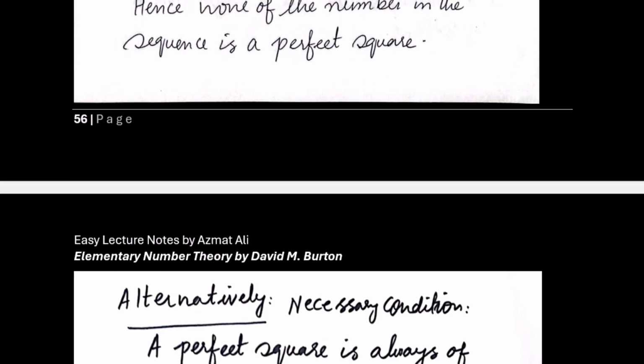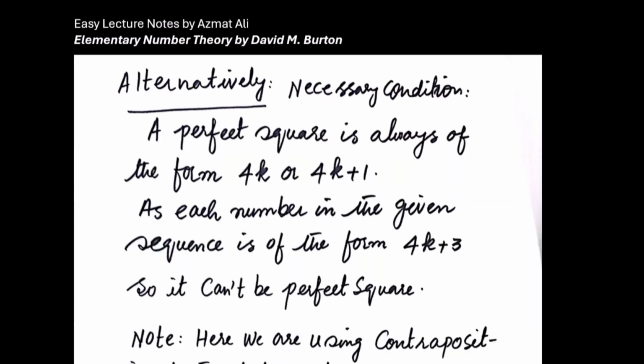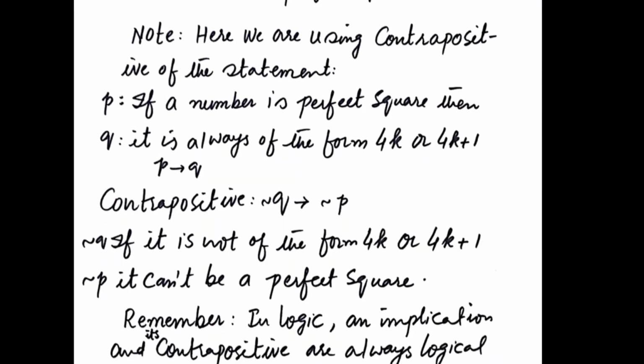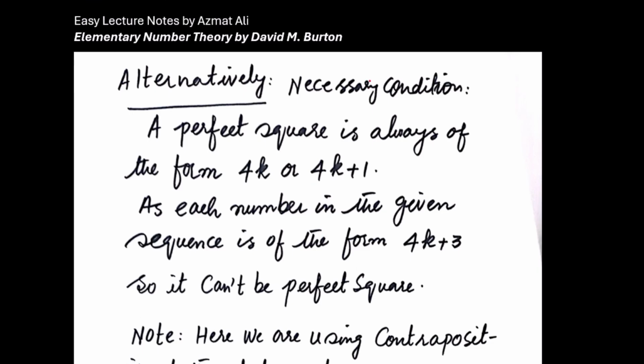And this shows that none of the numbers in the sequence is a perfect square. Alternatively, we can prove this question by logic. If you have some little knowledge of discrete mathematics, you know that in logic, an implication and its contrapositive are always logically equivalent. We have a necessary condition: a perfect square is always of the form 4k or 4k plus 1. As each number in the given sequence has the form 4k plus 3, it cannot be a perfect square, and it ends the proof.